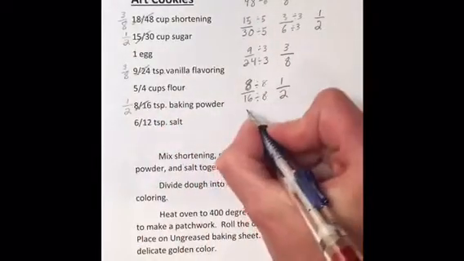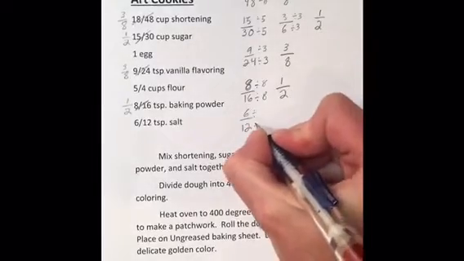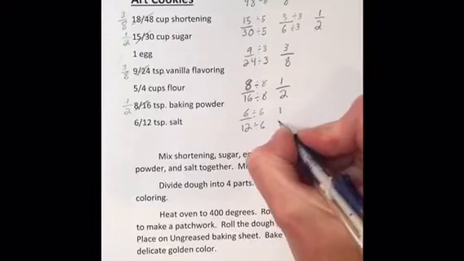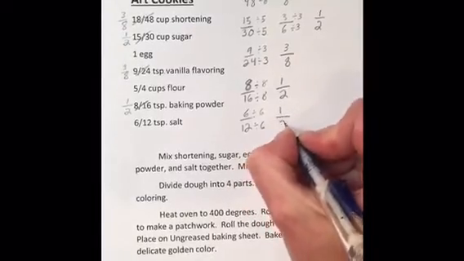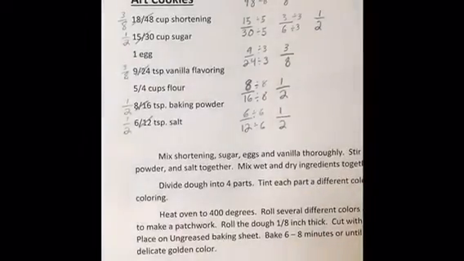Let's do the last one. 6/12. Well, I can divide both 6 and 12 by 6. 6 divided by 6 is 1. 12 divided by 6 is 2. So again, that's only 1/2. Those measurements are so much easier to work with than those crazy measurements I had before.